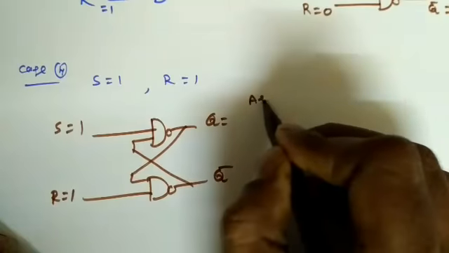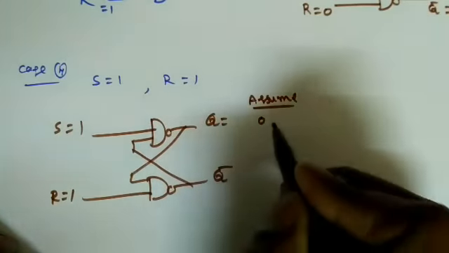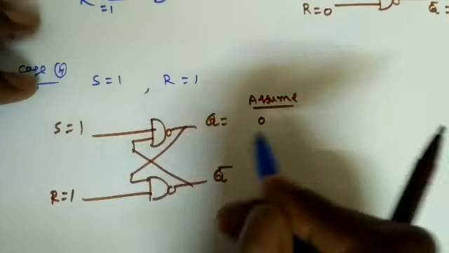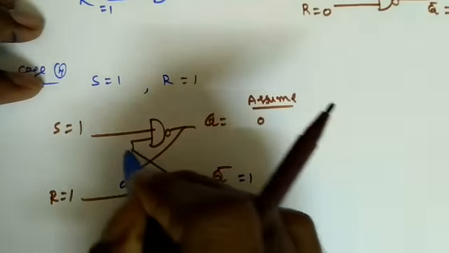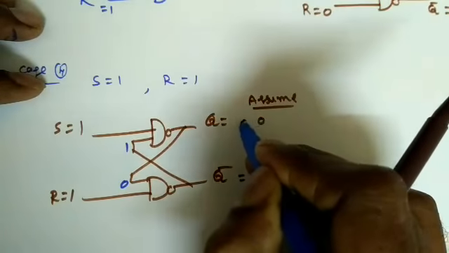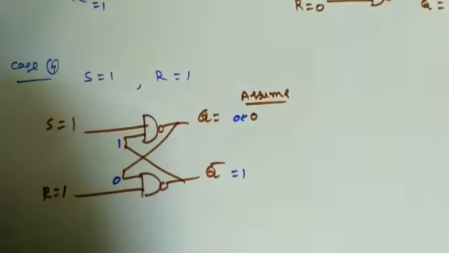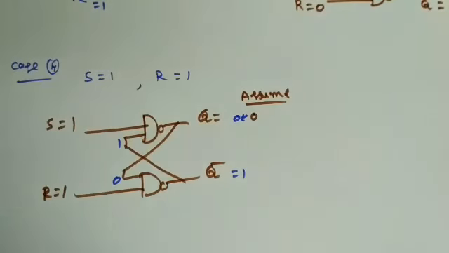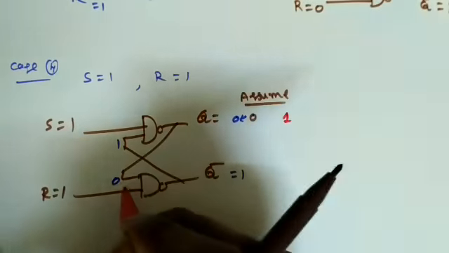So what we will assume? So the first case, I will assume Q equal to 0. So the moment Q equal to 0, it comes here. So 0 into anything 0. So 0 bar means 1. So 1 is coming here. 1 into 1, 1 bar means 0. So whatever I assumed, I am getting same. Yes or no? In second case, if I assume Q equal to 1, so 1 is coming here again.